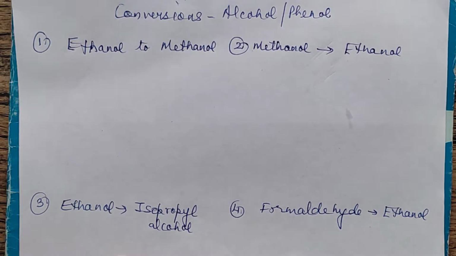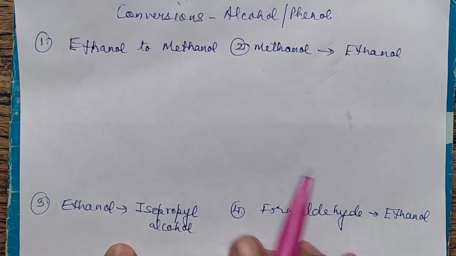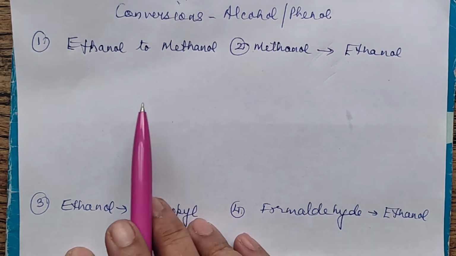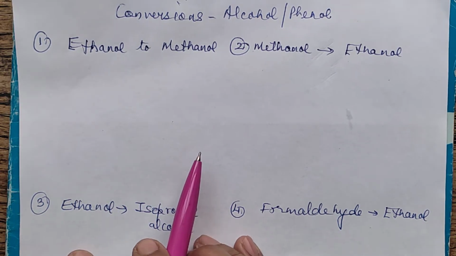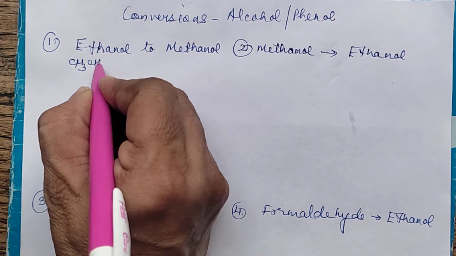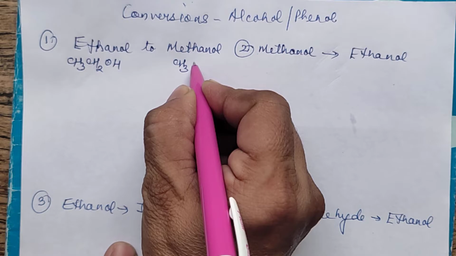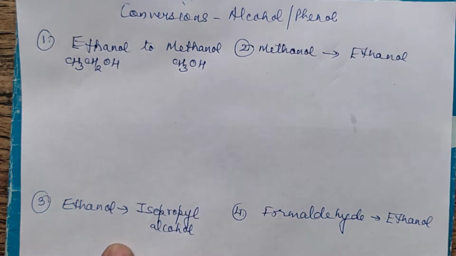In this video, I will be discussing the conversions which are involved in alcohol phenol. Okay, so the first conversion is ethanol to methanol. You draw the structures of what you are converting and into what. So you are converting basically ethanol to methanol.